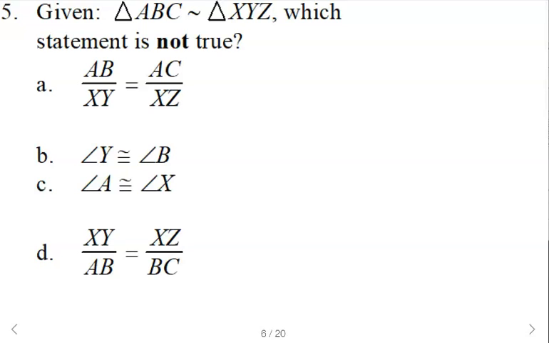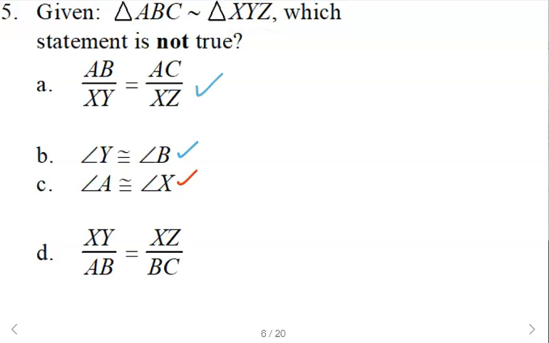All right, it says which of these statements is not true. So the angles are easier to check for me. So Y matches up with B, confirm that that's true. A matches up with X. All right, confirm that those are true. Now the sides, they have to be proportional. So AB is to XY, those match up, as AC, first and third, is to XZ, first and third. All right, so those are good.